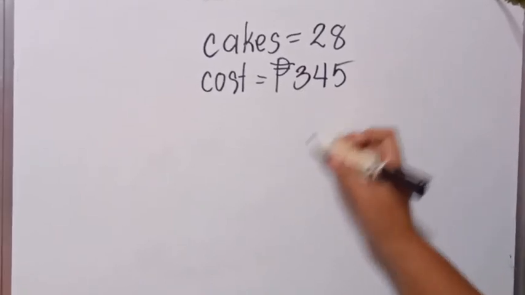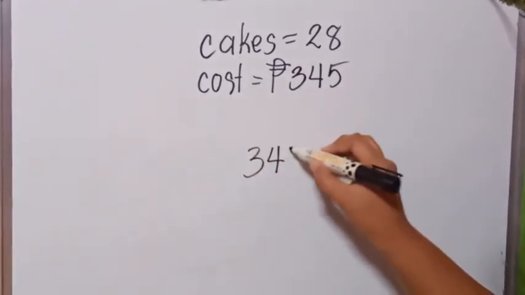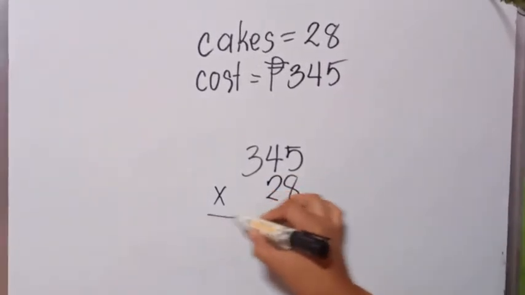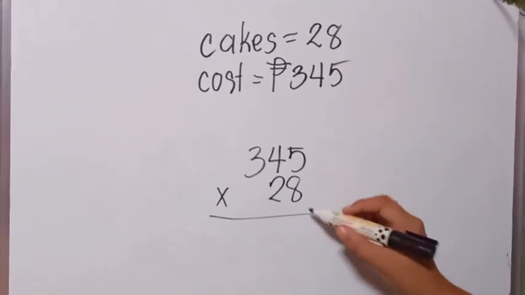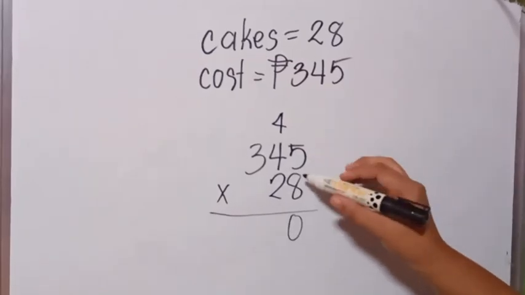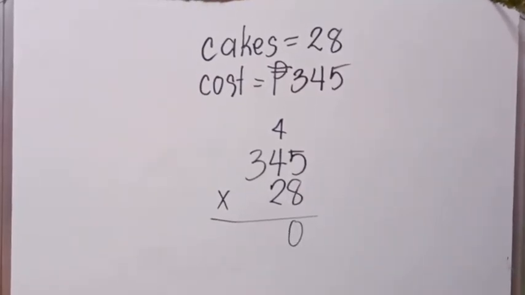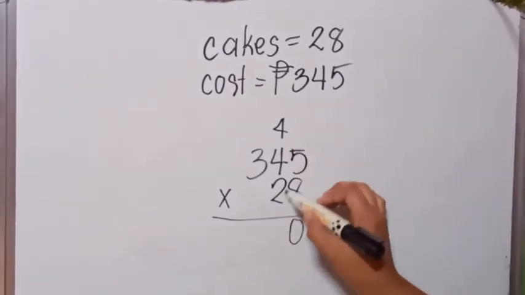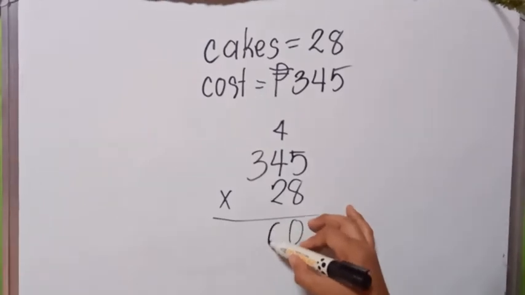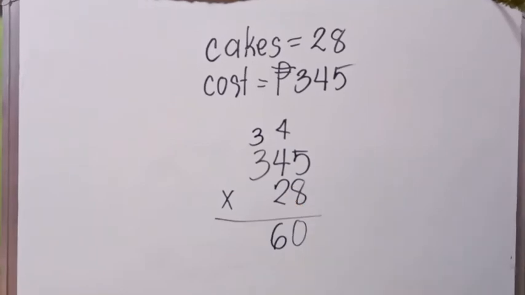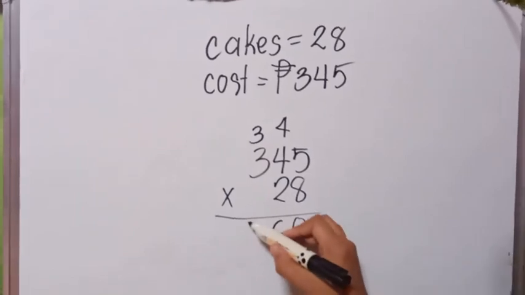So we'll start with 345 times 28. So 8 times 5, that is 40. Carry 4. Okay? 8 times 4, that is 32. Plus 4, that is 36. Okay? So 8 times 3, that would be 24. Plus 3, that is 27.